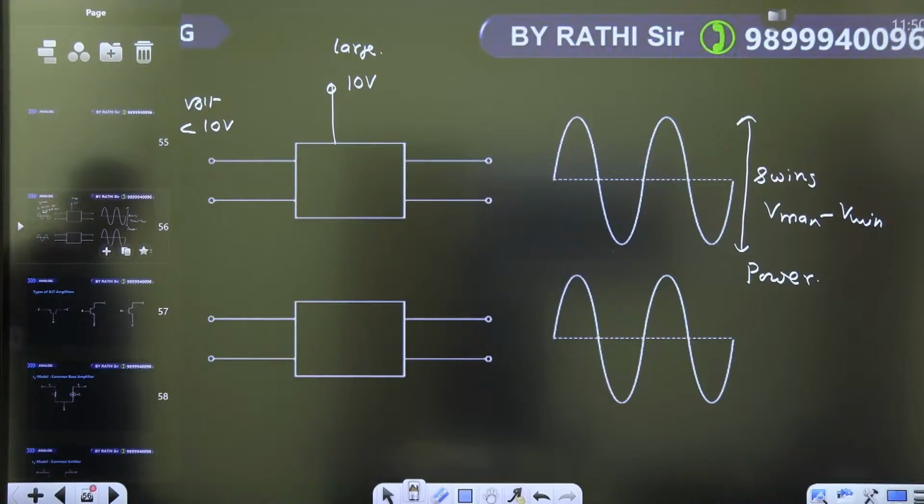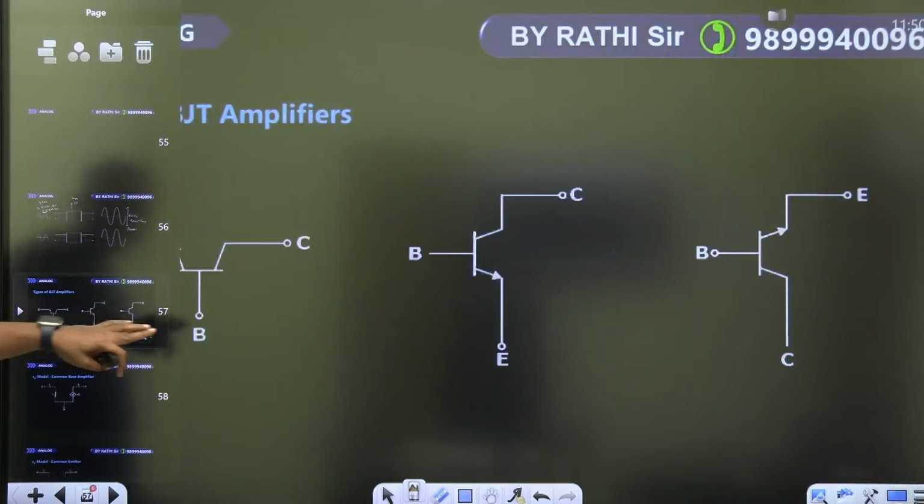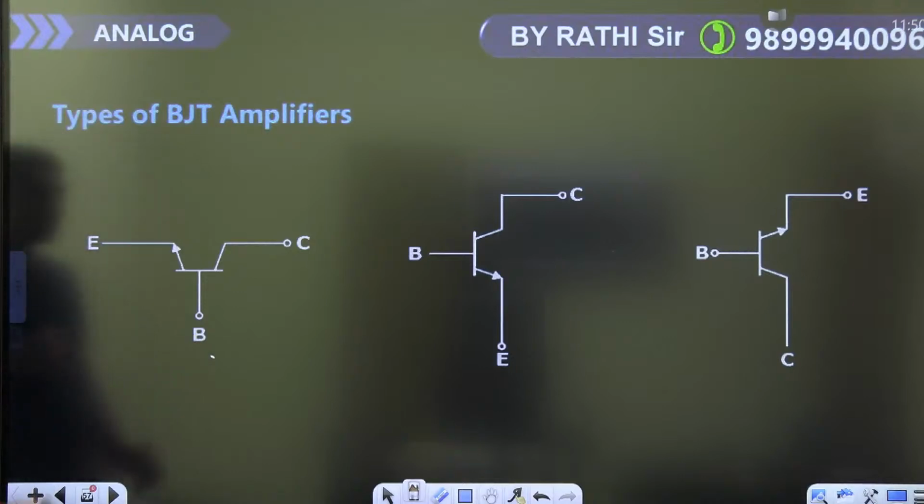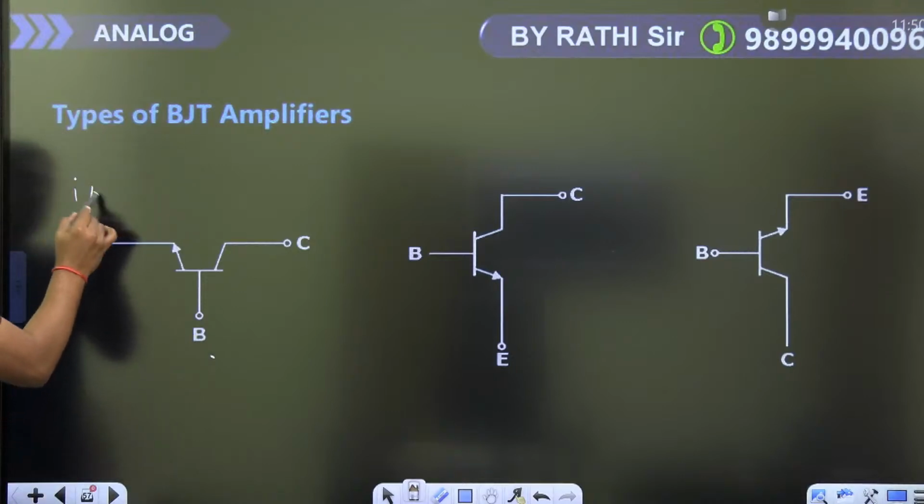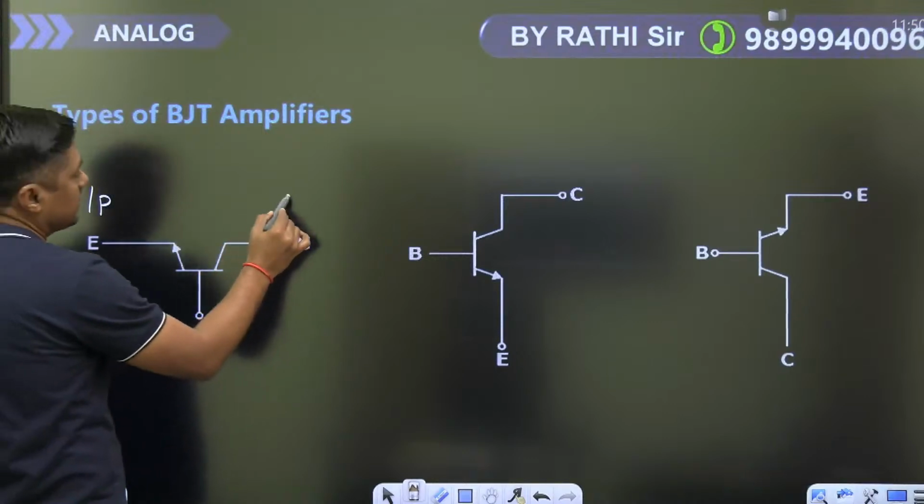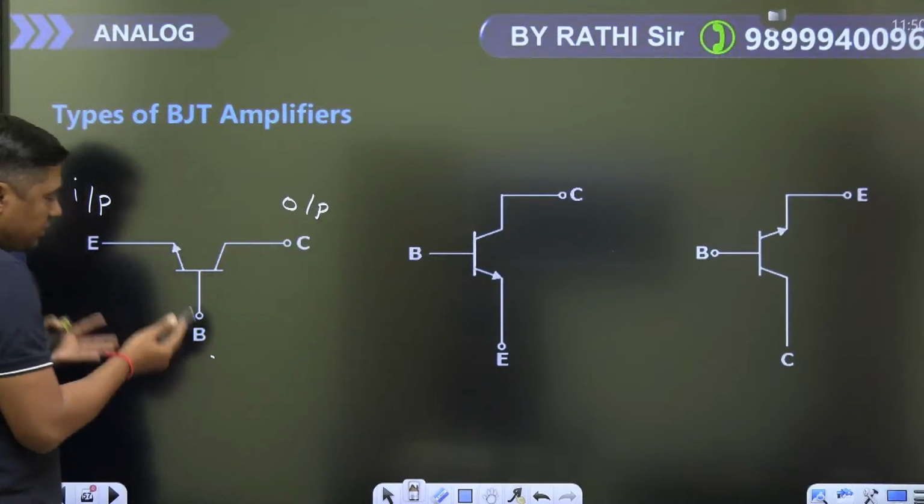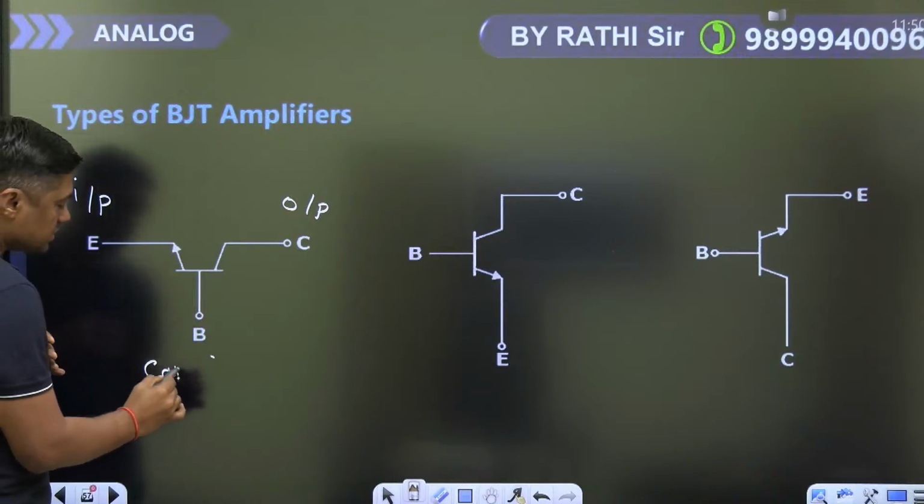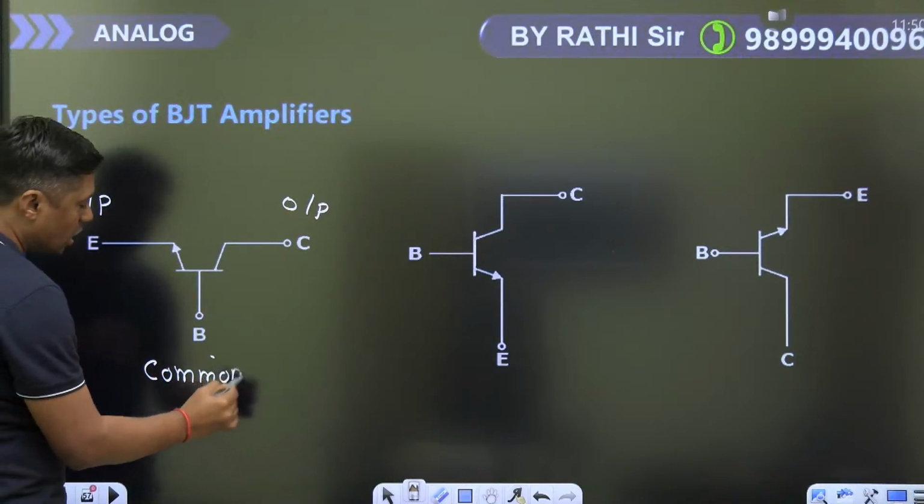Now we have the different types of BJT amplifiers. BJT amplifier means, for example, if the input is given to the emitter and output from the collector, which terminal is common between input and output? Base. It is called common base.